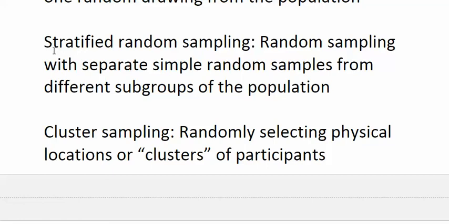So you might be pulling buildings out of a hat, you might be pulling classrooms out of a hat, you might be pulling counties out of a hat. Like, let's say you draw Alameda County, Contra Costa County, Santa Clara County, and those are your clusters. That's cluster sampling.